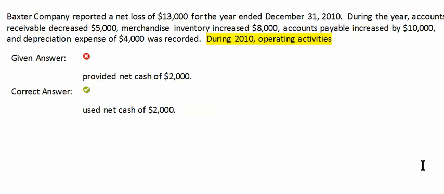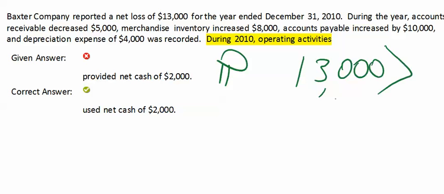The first thing I'm going to do is take the profit. This is a symbol I like to use. Or in this case, it's a loss of $13,000. So I have a loss of $13,000. I'm going to neutralize that for the things on the income statement that do not affect cash.